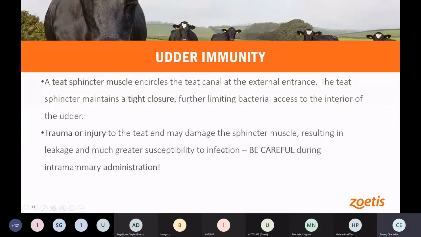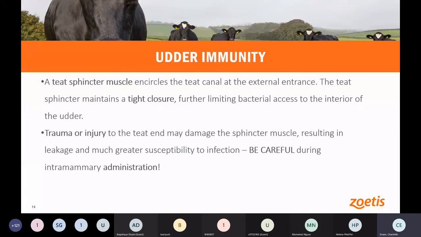Okay, and then let's look at that muscle that causes the teat canal to actually close, that teat sphincter muscle. It's important that that muscle is not damaged, and that it can maintain a tight closure, once again, to prevent those ascending bacterial infections. So any trauma or injury to that muscle can result in leakage because it might not be able to close tightly, and then obviously leave that udder and that teat canal more susceptible to ascending infections.